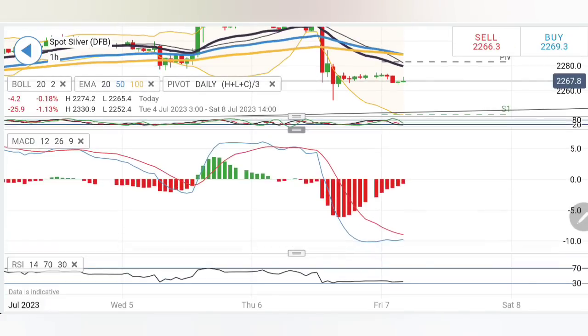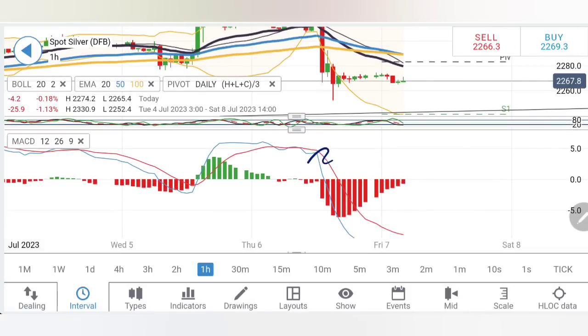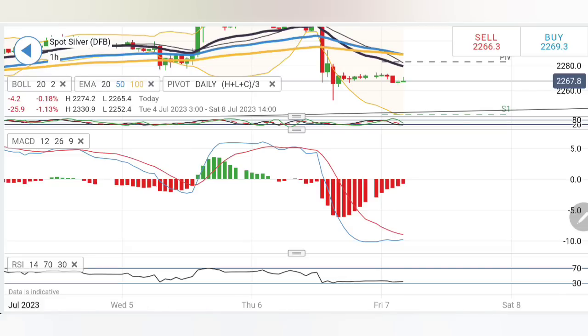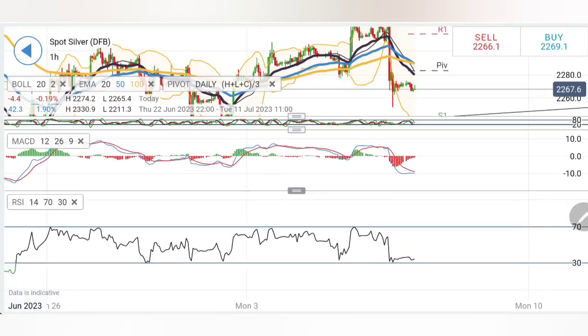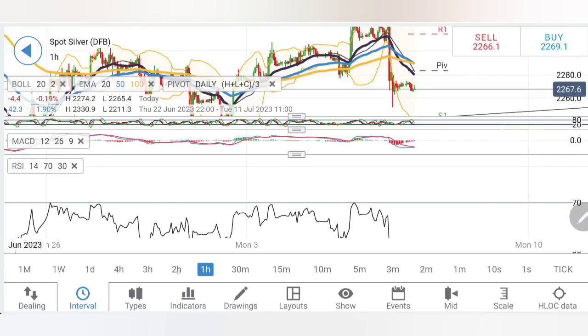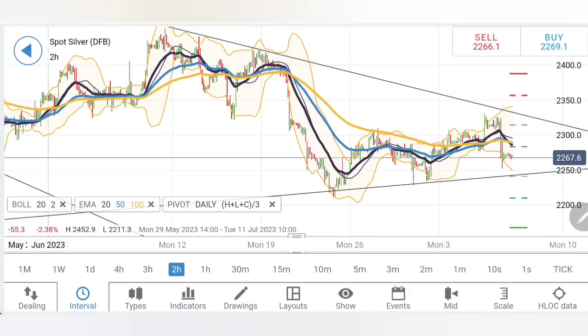Stochastic has come to oversold levels. See, MACD has traded with extreme bearishness and now almost flattened here at the bottom. This is extreme for silver at minus 10 levels. Hence, we can expect a little pullback from here. But be careful. RSI is almost flattened at the bottom, and on the 2-hour charts also.